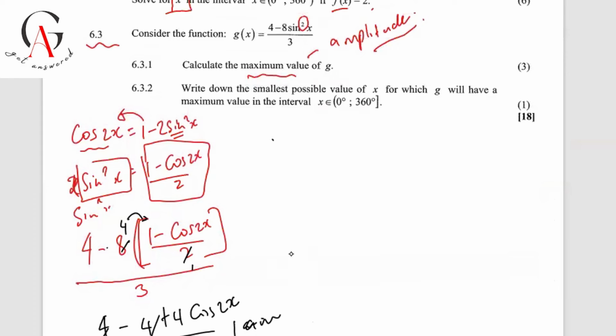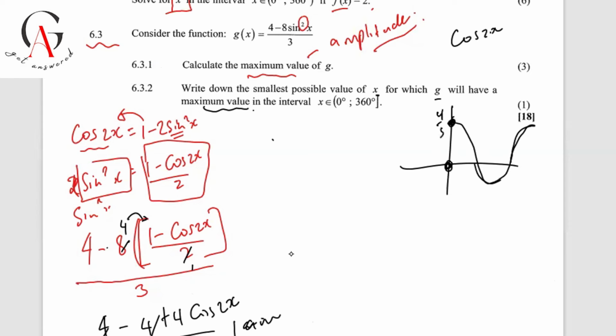Then 6.3. Write down the smallest possible value of x for which g will have a maximum value. So they're asking us, where do we find the graph to be maximum? What x value is it? So we know that the graph of cos 2x between 360 and 0 should be something like that, roundabout that. At this point, that's where we're getting our maximum of 4/3. Then at this point also, we shall have 4/3 as our maximum. But remember, they're asking for the smallest possible value of x.